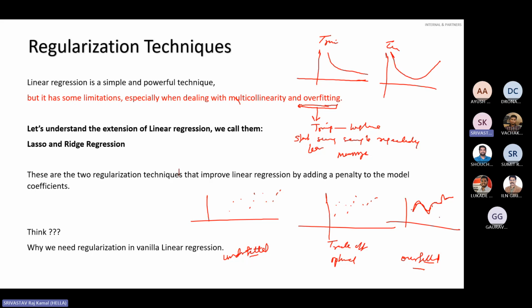Your model has basically memorized all the points' values. The optimal line may be somewhere here. Underfitted means even your training is not completely done. You are undertrained. We do not want this case, and we do not want this case. We want this case. So this is known as the trade-off between underfitted and overfitted.